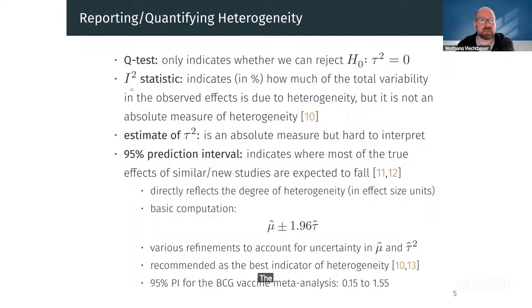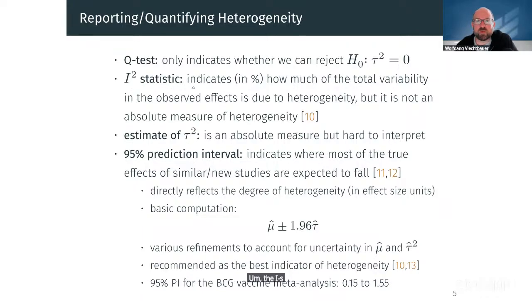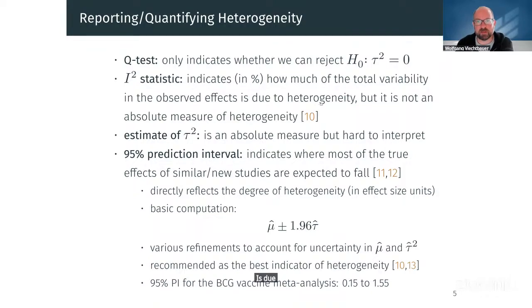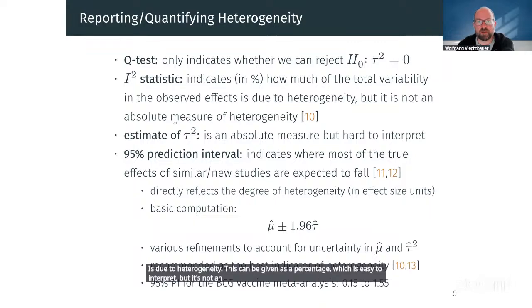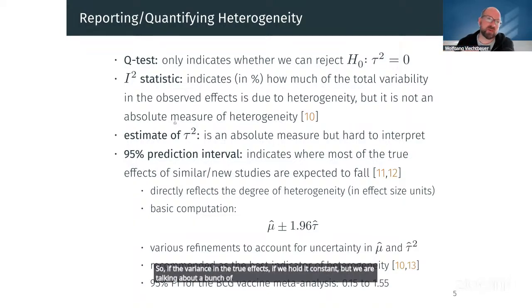The I-square statistic, which has become very popular these days, and I think we will be hearing more about this later on in a talk by Julian Higgins. The I-square statistic, what does it provide us with? Well, it tells us how much out of the total variability in the observed effects is due to heterogeneity. This can be given as a percentage, which is easy to interpret, but it's not an absolute measure of heterogeneity. So if the variance in the true effects, if we hold it constant, but we're talking about a bunch of very large or very small studies, the I-square statistic would change.